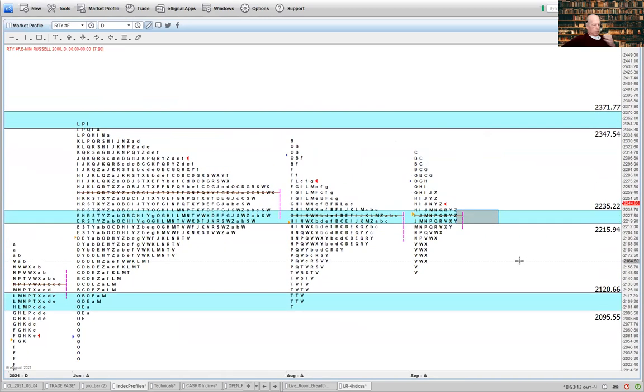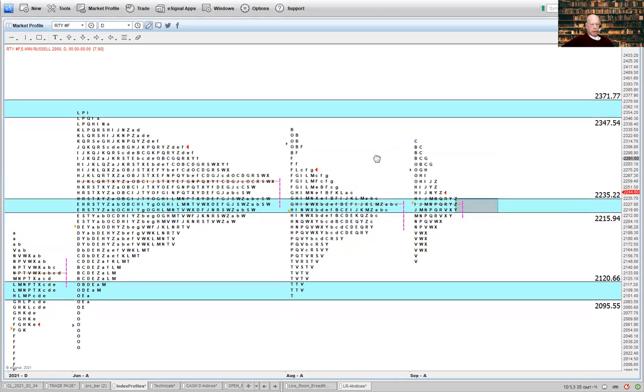You can see it's extraordinary how we continue to rotate around this general area in so many degrees of time. The Russell has been in balance since the end of January of this year. And one of these days, we're going to have an extraordinary trade above or below this upper and lower extreme. Right now, we closed on Friday just above really an important short-term key reference area.